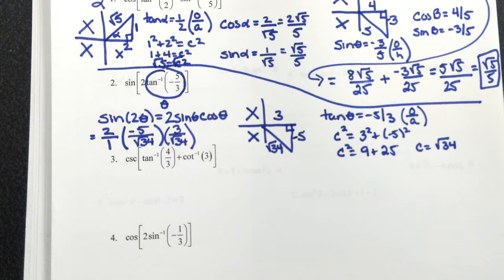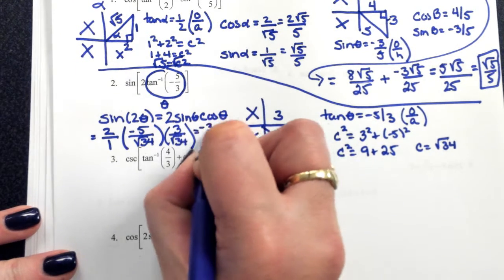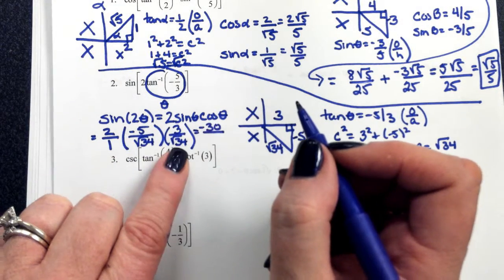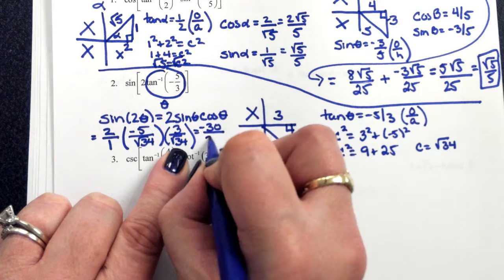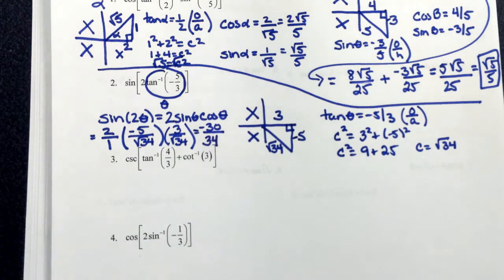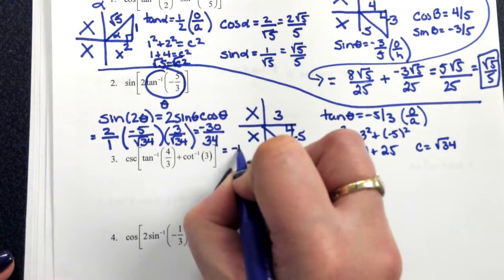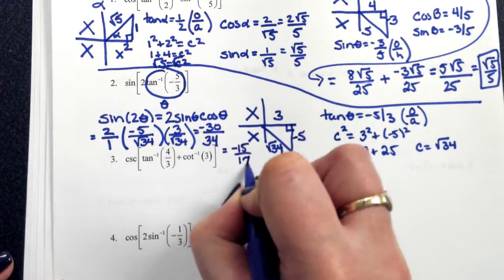Now just multiply straight across. 2 times negative 5 is negative 10. Negative 10 times 3 is negative 30. 1 times square root 34 times square root 34. Those radicals will cancel out like I just mentioned, which will give you just 34. Can you simplify 30 over 34? Yeah, you can divide out a what? 2. So it's going to be negative 15 over 17.